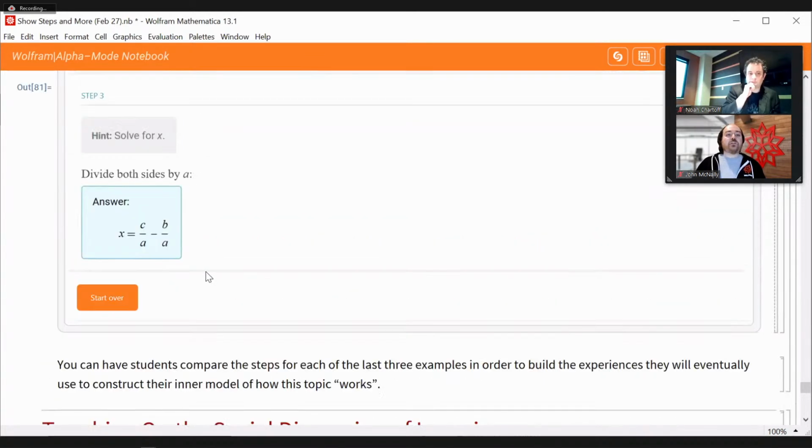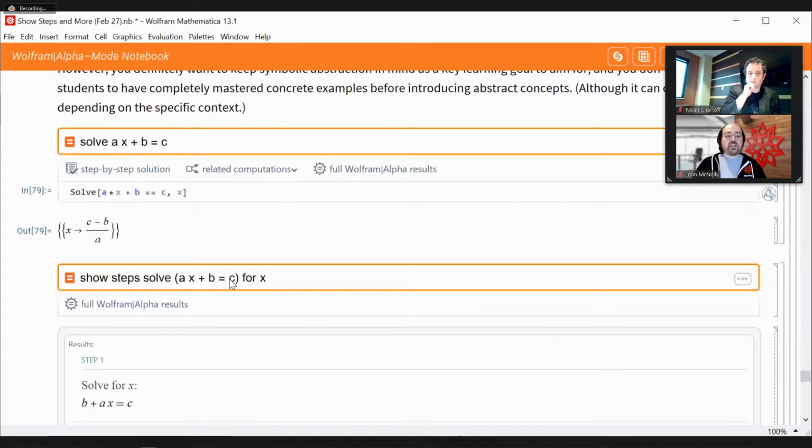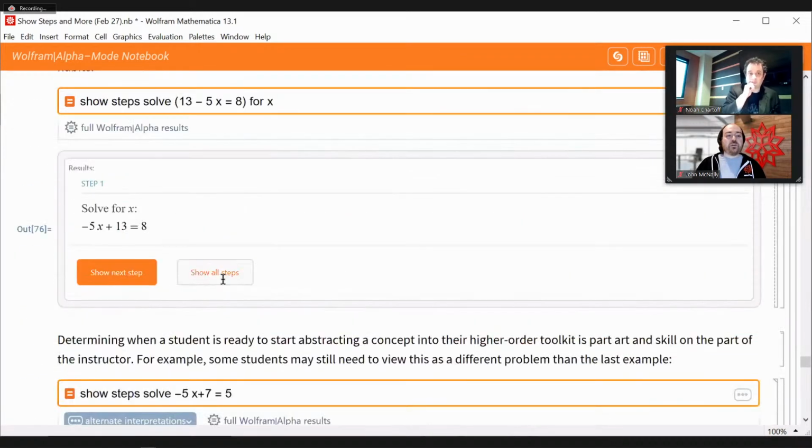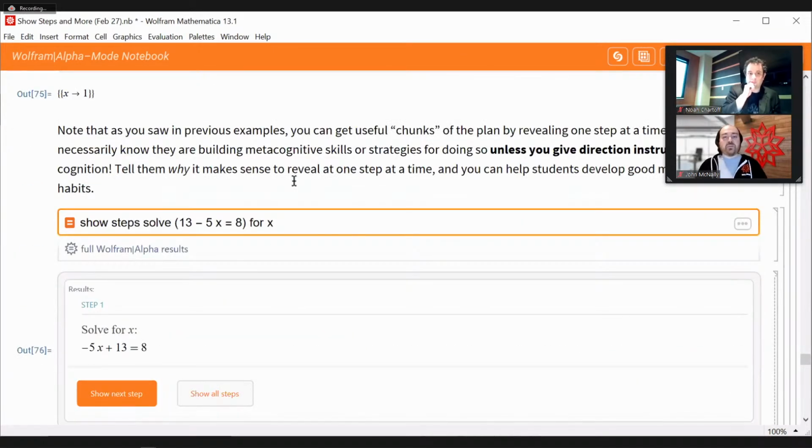So what you can do is have your students compare various explanations like these, right? This is a term that comes from constructivist theory, the zone of proximal development. It means the range of skills that your student hasn't quite yet mastered, but is ready to start mastering and where it's good to challenge them.